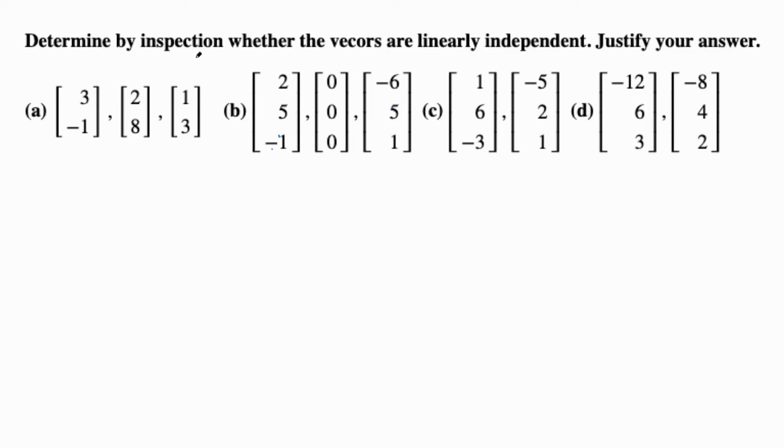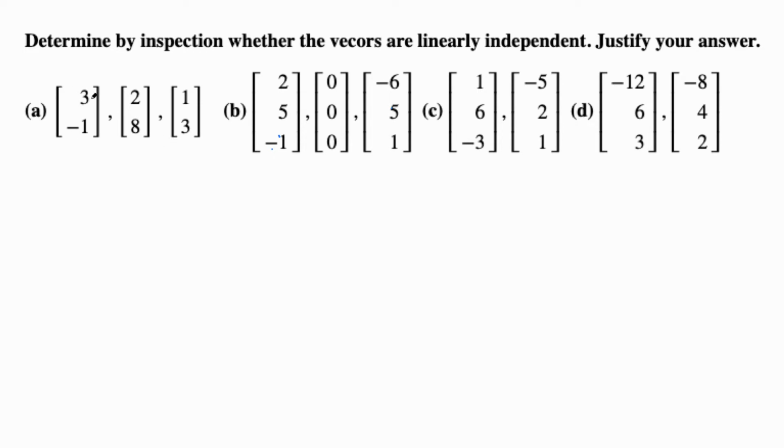Determine by inspection whether the vectors are linearly independent or linearly dependent. Justify your answer. So in part A, we got 3 vectors. Now we want to see if they are linearly dependent or linearly independent.